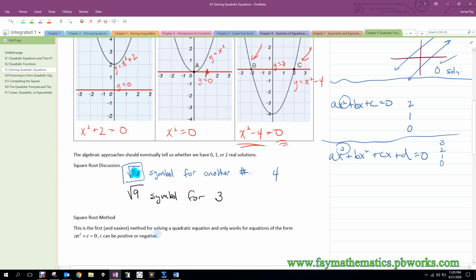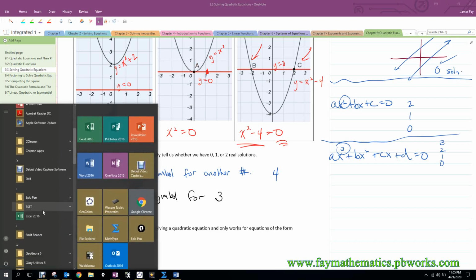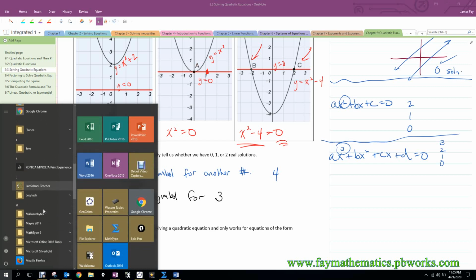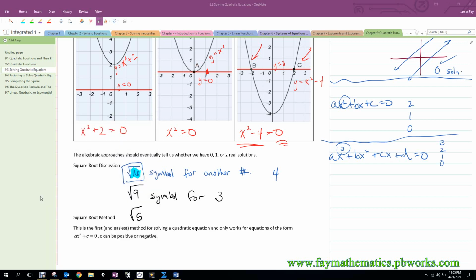Now here's where this gets kind of confusing for some people. Let's say I have the square root of 5. Well, that's a symbol for another number. And that other number, let's see, I've got a program here. Let's see if it works. I was afraid of that. Let's try this real quick. I'll pause.